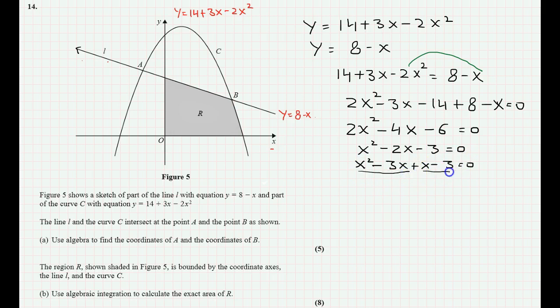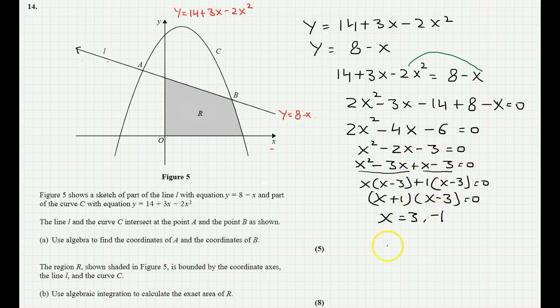So we'll take x common, and here nothing common, so 1. So x common, x minus 3, plus 1 common, x minus 3 is equal to 0. So x minus 3 is common here. So remaining is x plus 1 and x minus 3 is equal to 0. So x will be 3, minus 3 is 0. So x is 3, and minus 1 plus 1 is 0. So x is minus 1. These are the values of x.